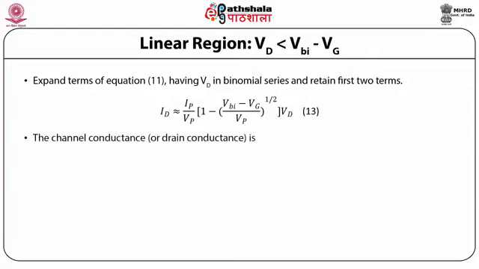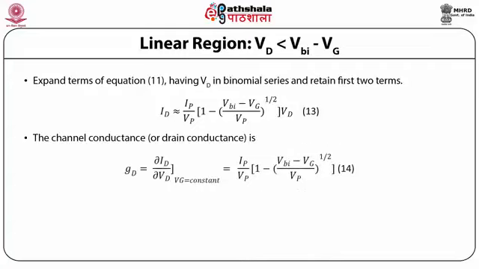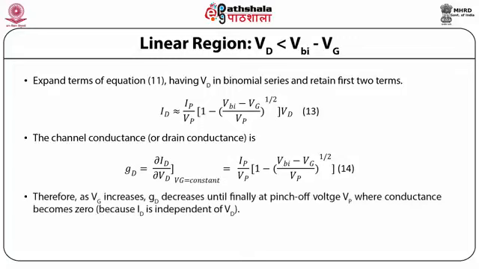So the channel conductance or drain conductance is given by GD equal to del ID by del VD for VG constant, equal to IP by VP multiplied by 1 minus (VBI minus VG by VP) to the power half. Therefore, as VG increases, GD decreases until finally at pinch-off voltage VP, the conductance becomes 0.